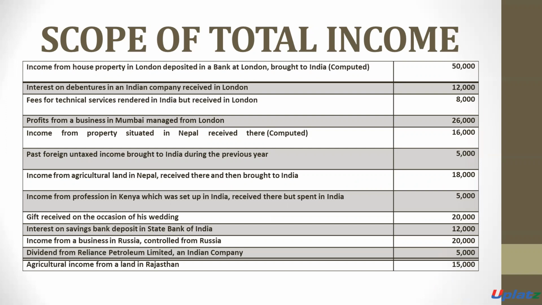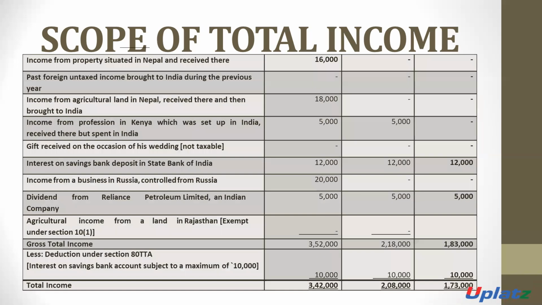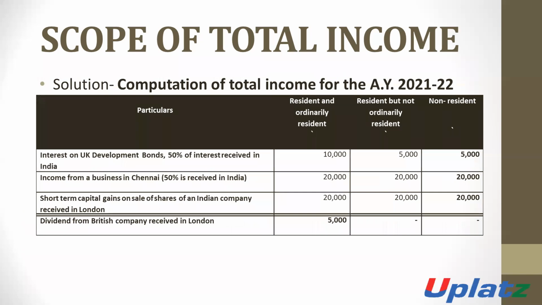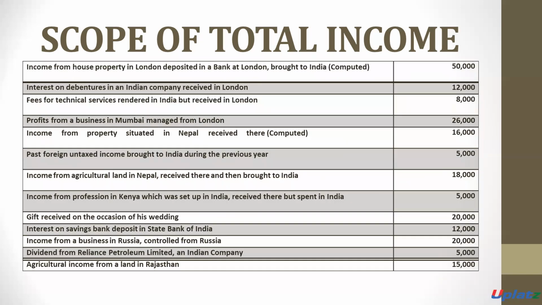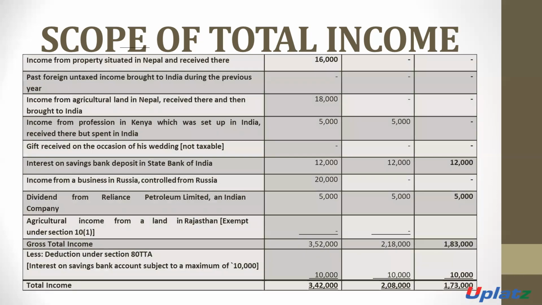Income from agricultural land in Nepal, received there and brought in India. So only in the case of ordinary resident, it will be taxable. Next, income from profession in Kenya, which is set up in India, received there but spent in India. So 5,000 rupees will be taxable in the case of resident as well as not ordinary resident of India, but it will not be taxable in the hands of non-resident. It will be taxable in the first two cases, not in the third.